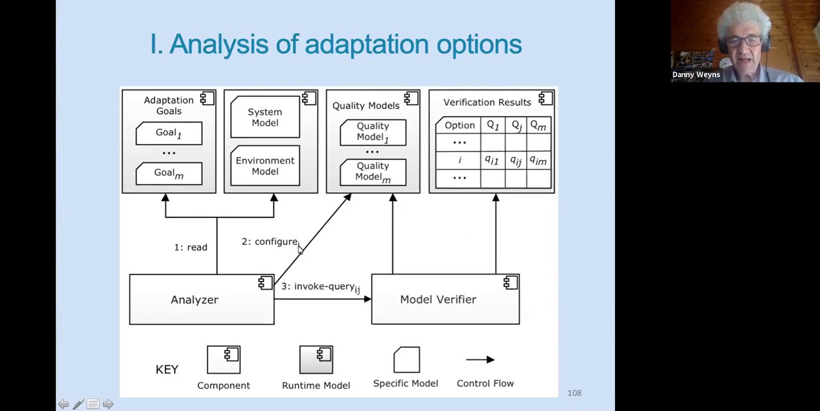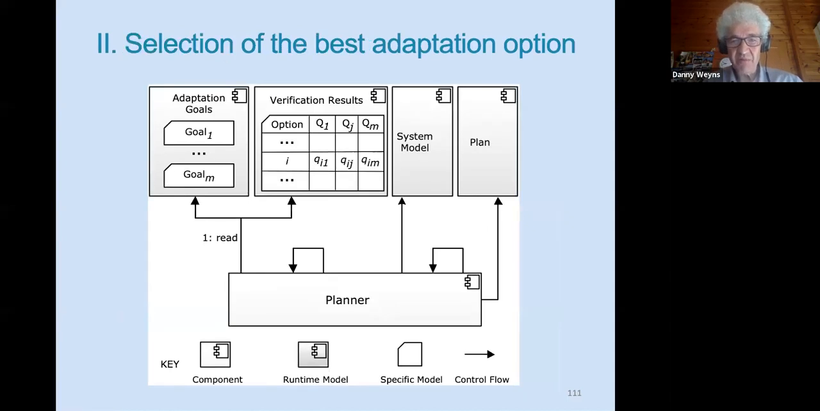Then the analyzer tells the model verifier to invoke a query in these quality models for quality property G for configuration I. The model verifier will use the quality models and perform a verification, and then it will write the results. In fact, the middle box here, the QIG, will be written to the verification results. Then the analyzer repeats this for other configurations and other quality properties, and at the end the full table of verification results will be available.